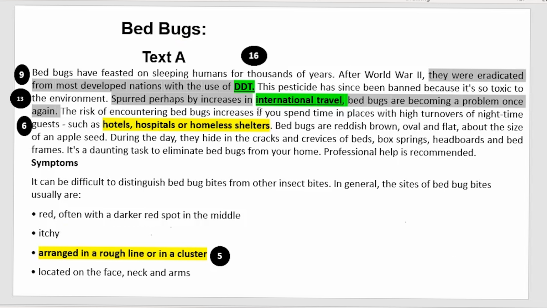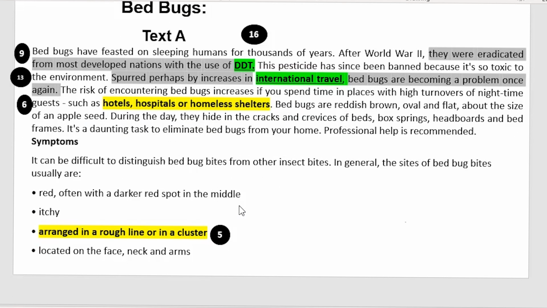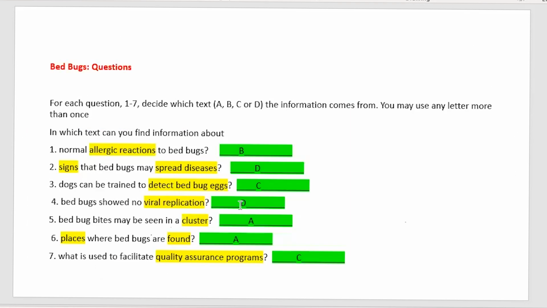And what is the reason? They've clearly mentioned international travel. Yes, many of them, not many, one or two had mentioned increases in international travel. But the correct answer is international travel.